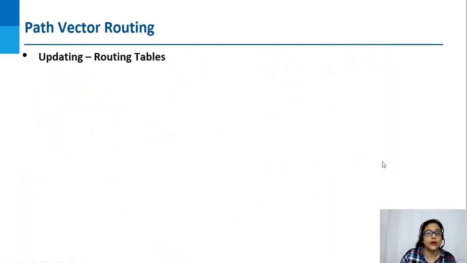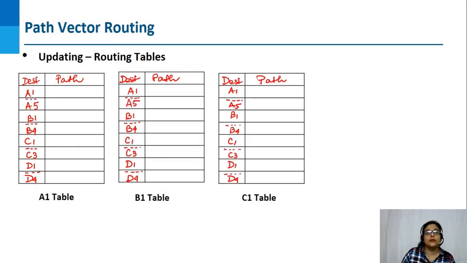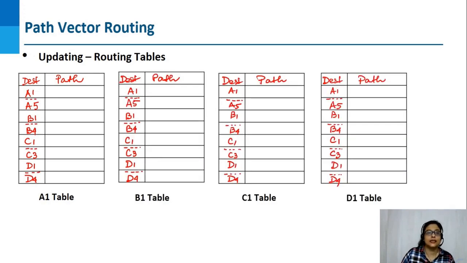Next is updating the routing tables. Once the autonomous systems get their information from all other neighboring autonomous systems, the routing tables must be updated. So let us look at the updated routing table of A1, B1, C1 and D1 as example. Here we can see that A1 can go from A1 to A5, or B1 to B4, or C1 to C3 and D1 to D4. Similarly for B1, C1 and D1.